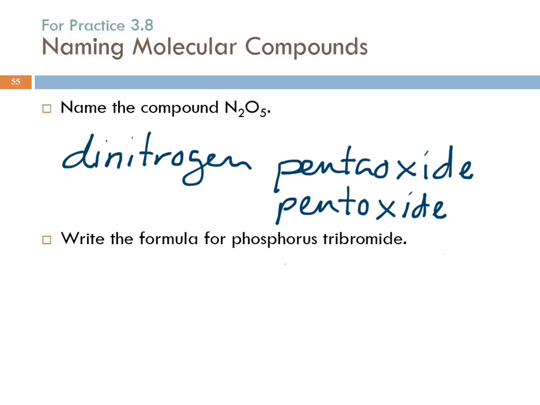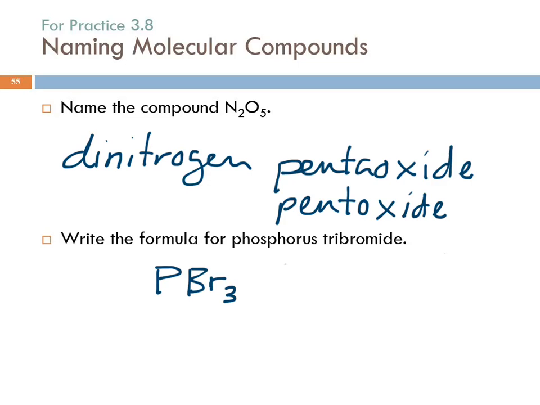Well, how many phosphorus? 1, because we didn't say otherwise. So just a P. We didn't have the mono, and we don't write the 1. It's a pattern. Tribromide. 3 bromines. So Br3. PBr3. Any questions?